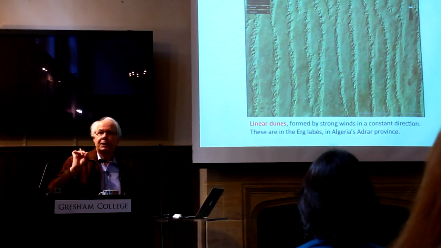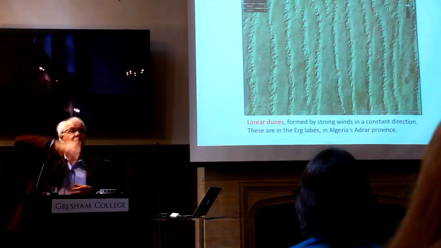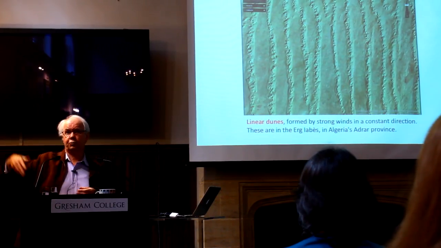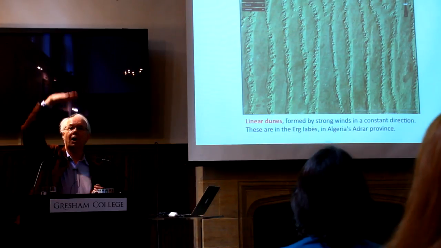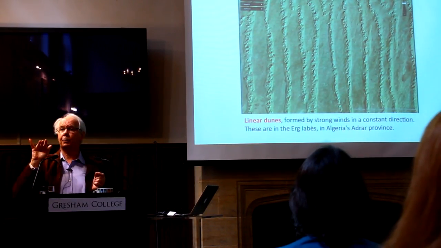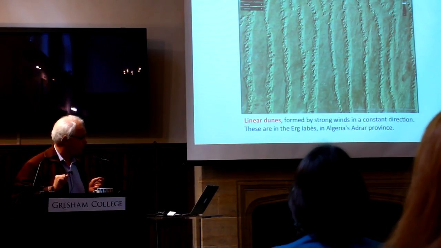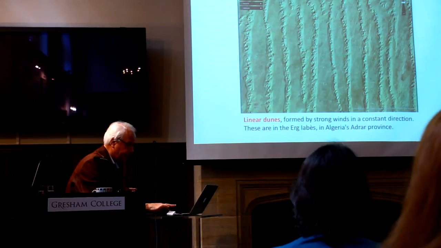One of the commonest patterns for sand dunes are called linear dunes. They're basically stripes. They're stripes across the desert. But instead of colours, it's whether the sand is high or low. They're formed by strong winds that blow in a constant direction. And these are in Algeria, photographed from a satellite.